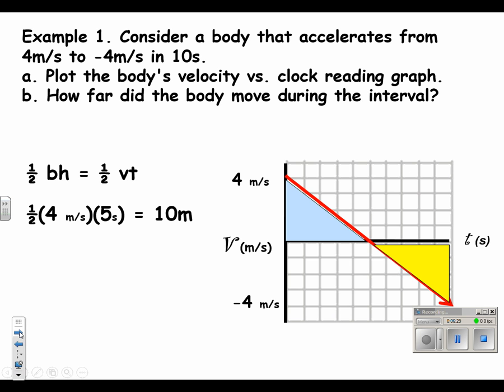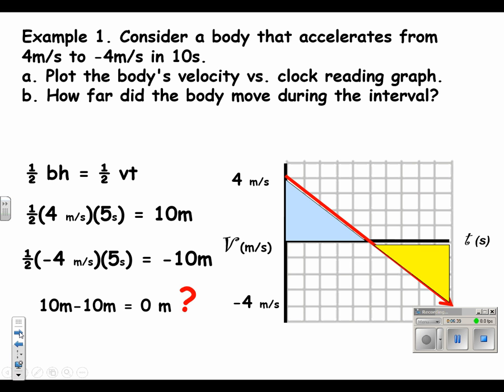And so the very first one, they moved a positive 10 meters. Okay, so 4 meters per second. And then the second one, they moved a negative 10 meters. So they actually had a displacement of 0 meters. But they actually traveled 20 meters overall. So it depends on whether we're looking at the displacement or the distance that they traveled.